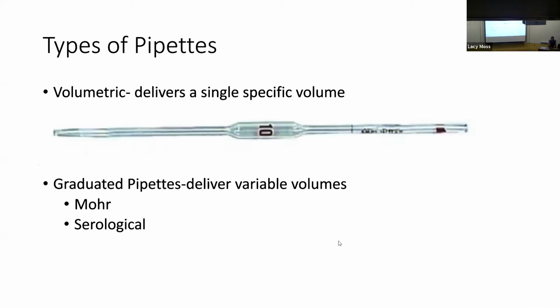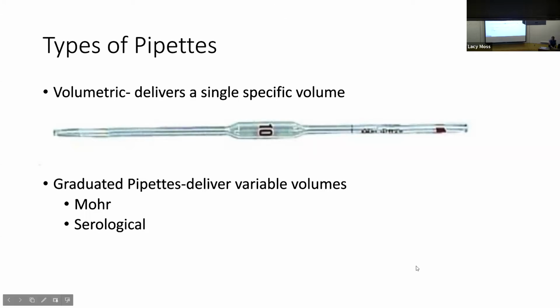All right, so there are different types of pipettes. This is where we get into the very riveting material. So there are volumetric pipettes, which are designed to deliver one specific volume. They're extremely good at delivering that one specific volume, but that's the only thing they do. There are also graduated pipettes that can deliver a variety of volumes. There's Mohr, and then there's serological. To be honest, no one really uses the Mohr ones that much because they're a pain in the butt, which you will see why in the next couple of slides.